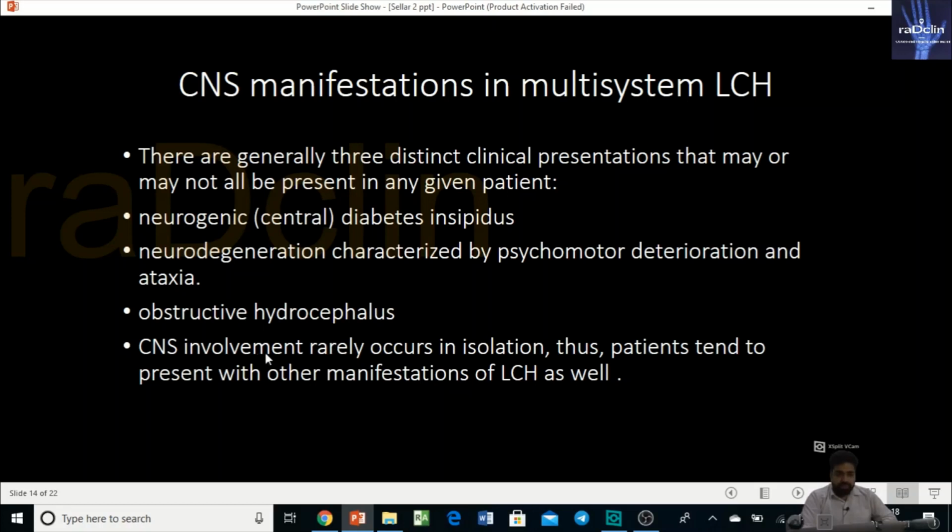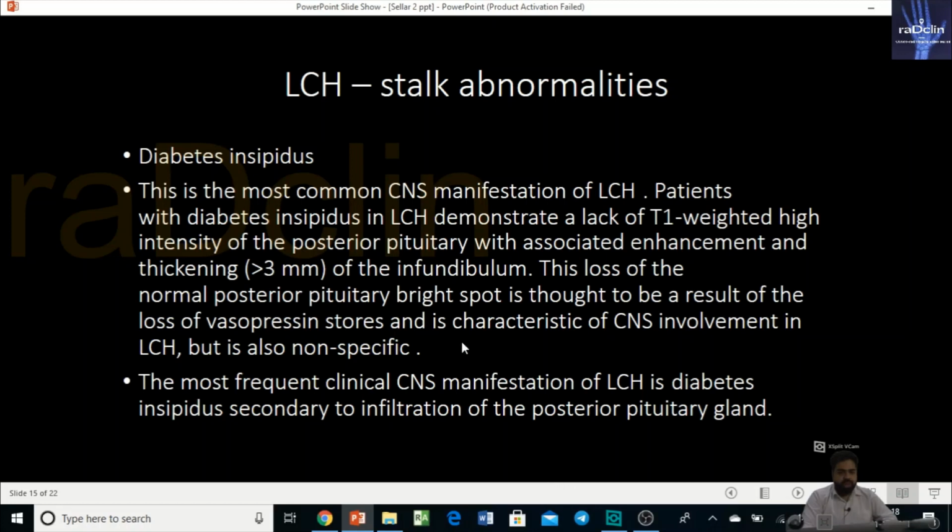Now, CNS involvement rarely occurs in isolation. Thus, patients tend to present with other manifestations of LCH as well. So, if a patient is presenting with LCH and the imaging is pointing towards LCH, you need to do further workup of LCH in the patient. Now, how does LCH affect the pituitary and the stalk? As we have seen in the previous slide, the most common presenting feature was central diabetes insipidus. This is the most common CNS manifestation of LCH.